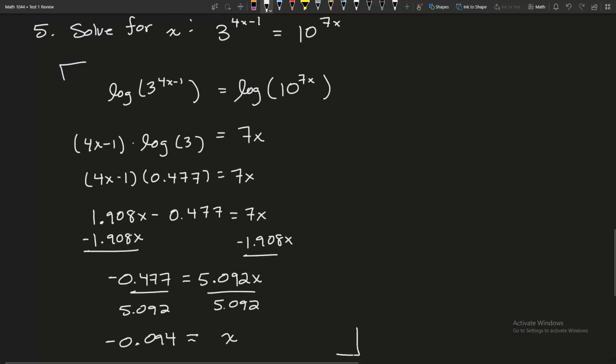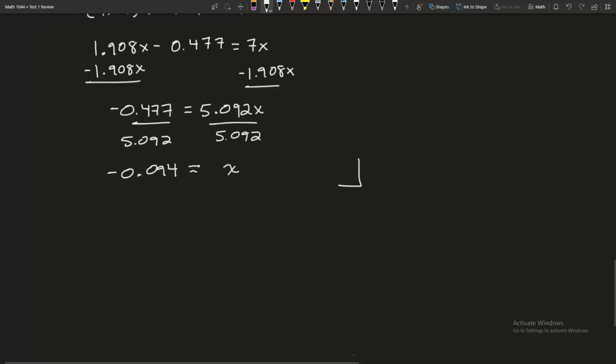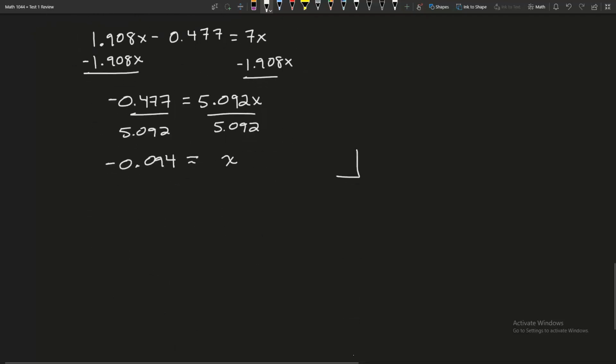If you don't want to round, you need to leave everything, the log of 3, in the problem till the end. But I found in the past students get more confused by that, so I usually just use the rounded version. Since this is an applied class, usually we're dealing with rounded answers.